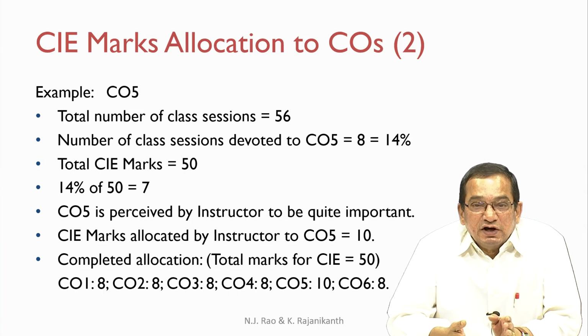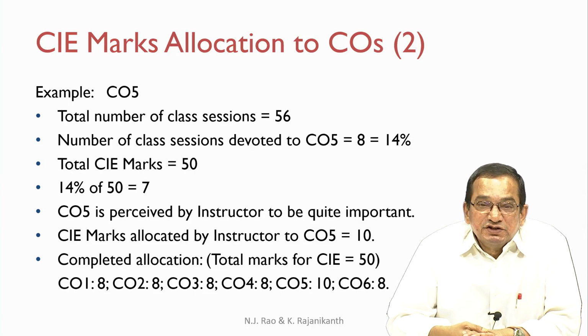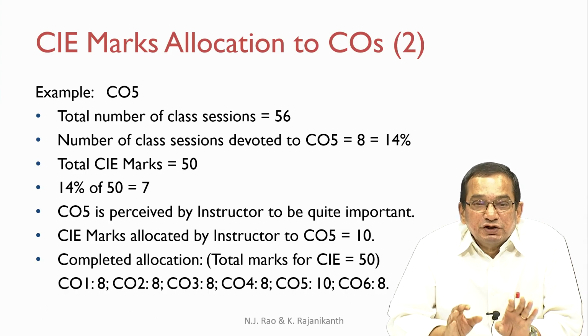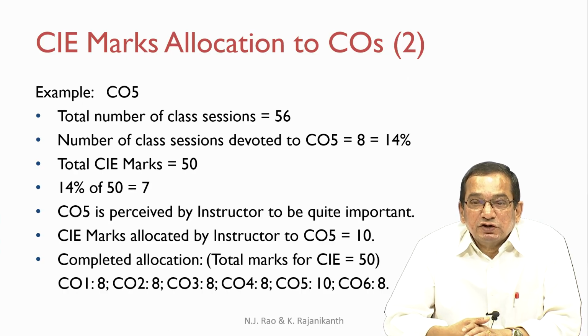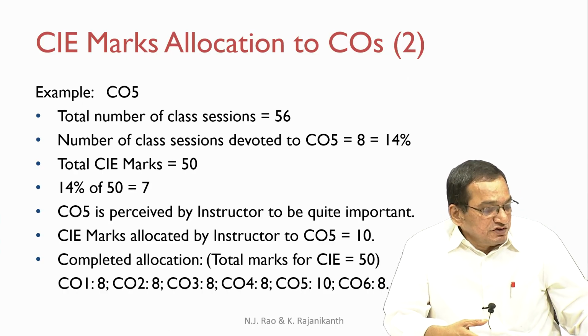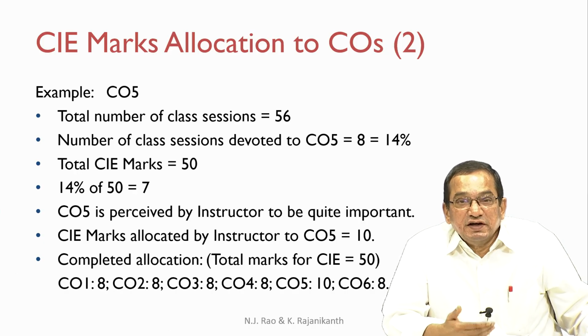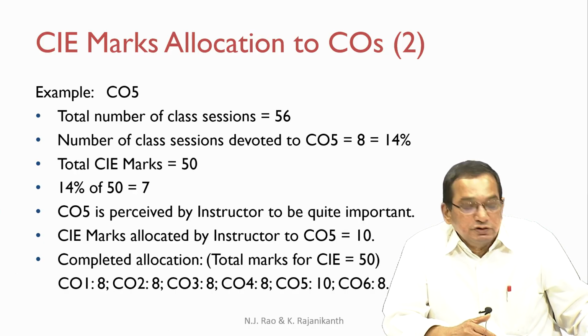All the COs other than CO5 get 8 marks each, and CO5 gets 10. So, we have 8 times 5 is 40, plus 10, which makes 50 marks. This choice is the choice of the instructor. It is not necessary that CO1, CO2, CO3, CO4 and CO6 all must carry the same weight of 8. In this case, the instructor has decided like that, but it can vary from CO to CO based on the factors that we discussed. So, the instructor has to decide on this kind of CIE marks allocation to COs.